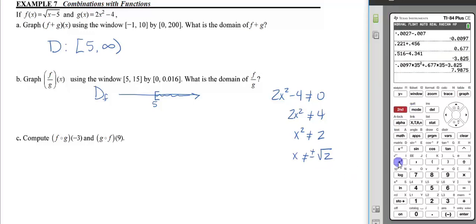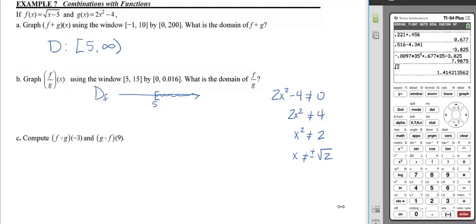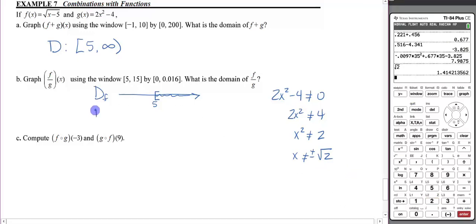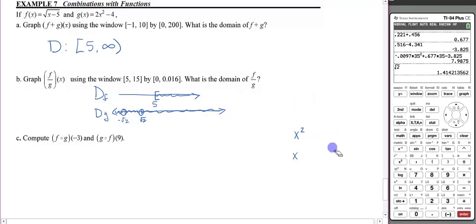Let's see what the square root of 2 is. So we're saying that the domain of g is anything but negative square root of 2 or positive square root of 2, but it can be anything before, between, or after those two values. Since we have to satisfy the domain of f being greater than 5, this is really of no consequence. So we know that our domain of f over g is going to be the same as the domain of f.